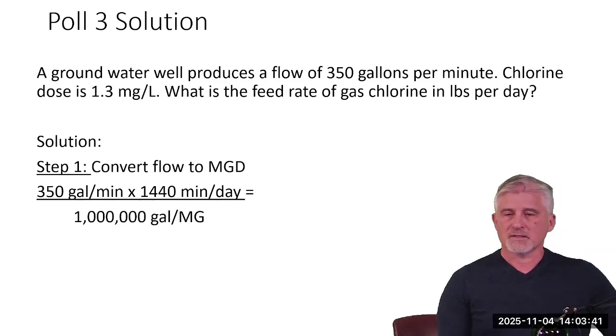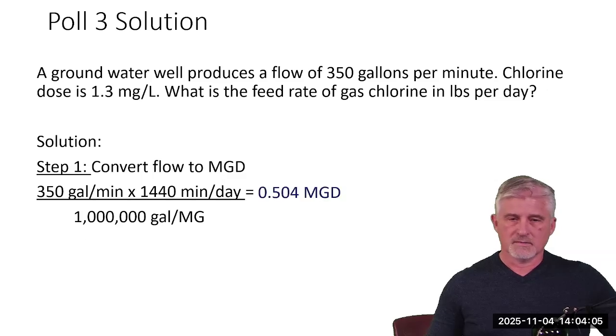We do so by taking our 350 gallons per minute, multiplying by the number of minutes in a day, and then dividing by one million gallons per million gallon. We do that and we get 0.504 million gallons per day. The answer is C. And that's how we got the answer.